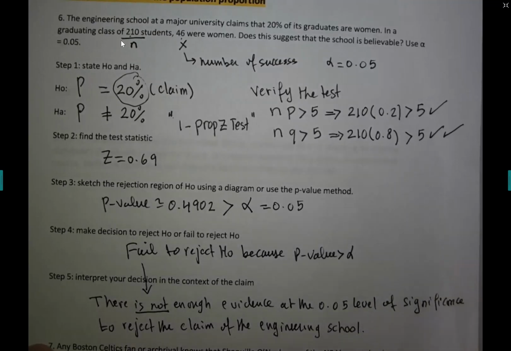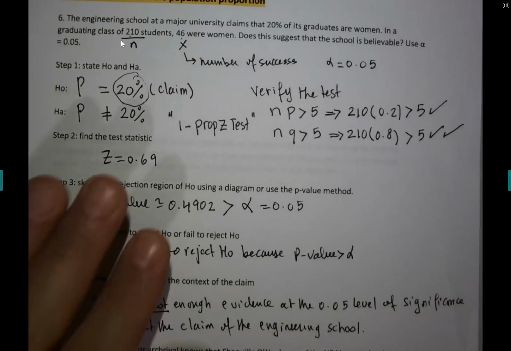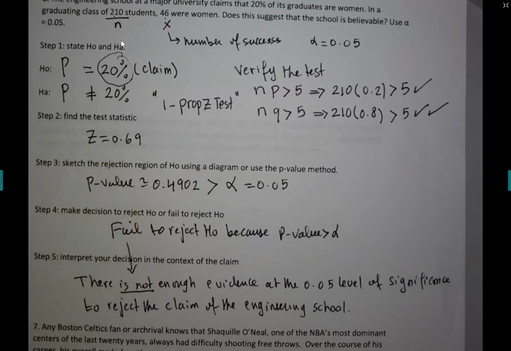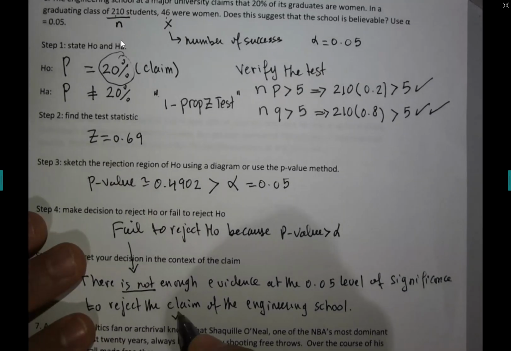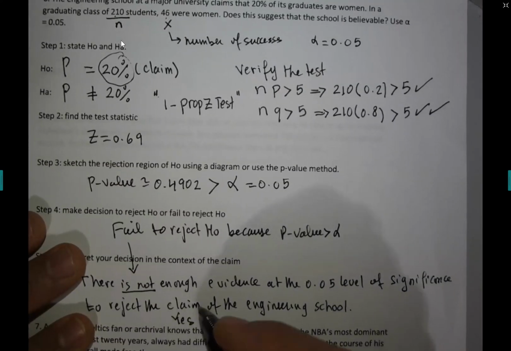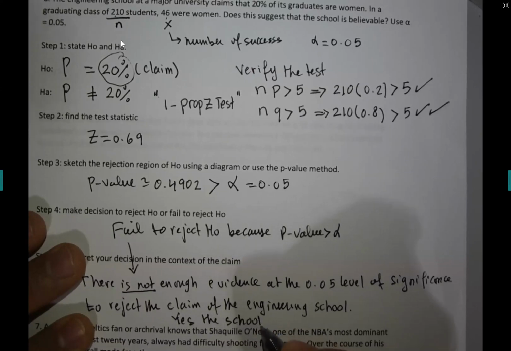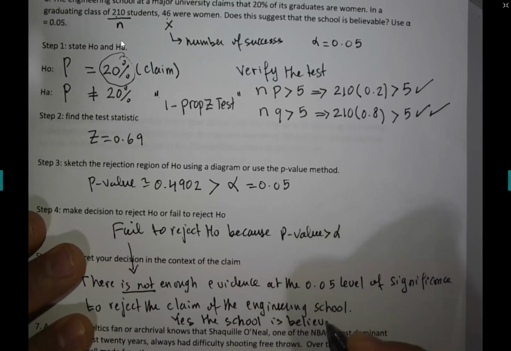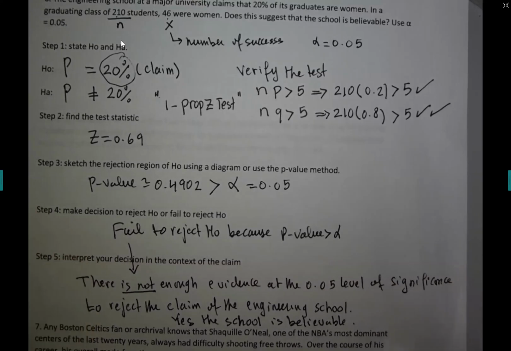Okay, let me ask you a question, guys. Does this suggest that the school is believable? Yes or no? Yes, we could not reject their claim. That means they're probably believable. Yes, the school is believable. If I cannot reject your claim, so probably you're right. So that's what we're trying to say here, guys.